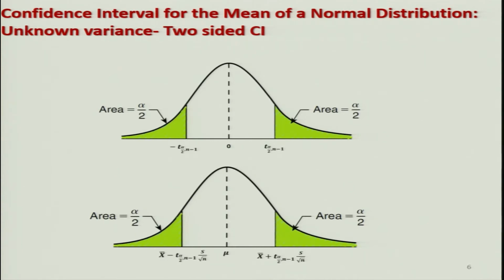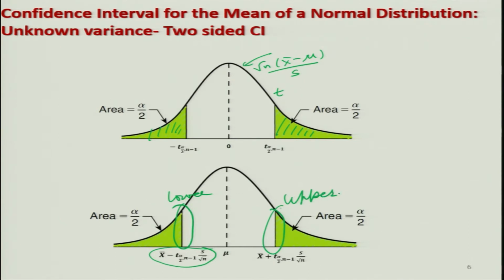And if you try to see how it will look, right. Here you can see that we are taking the area to be alpha by 2 on the left hand side and right hand side of the t distribution. This is square root of n times (x bar minus mu) divided by s. This is the distribution of this quantity, this is the curve of this quantity, right. And now, if you translate it, the confidence interval will look like this. This is the lower limit, whose value is x bar minus t alpha by 2, n minus 1, s by root n, and this is the upper limit, whose value is x bar plus t alpha by 2, n minus 1, s by root n, right.